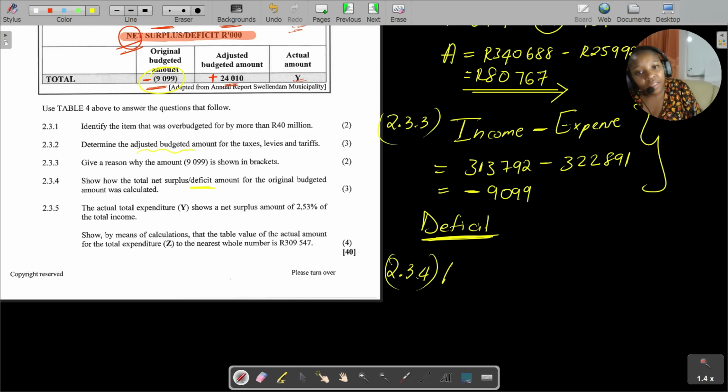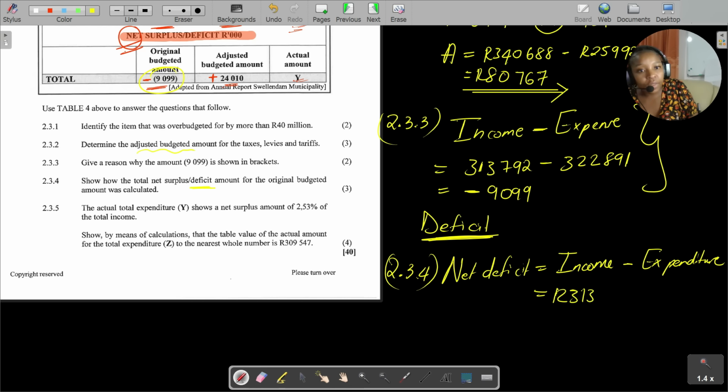Okay, so therefore the net deficit, because it is a deficit, is just equal to the income minus the expenditure. It's 313,792 minus 322,891, which is equal to negative 9099. Okay, so we've basically shown how they got that amount there.